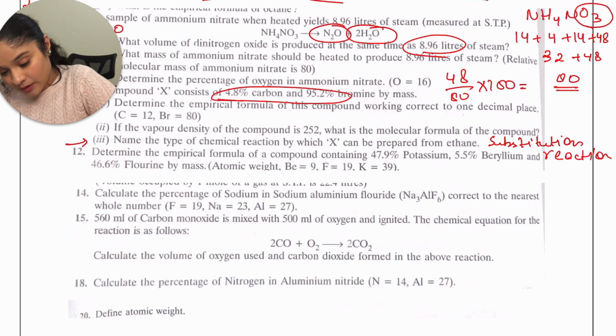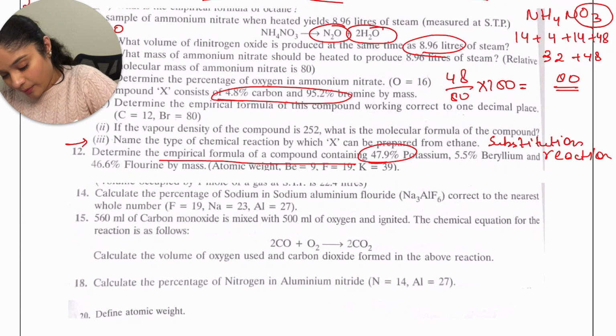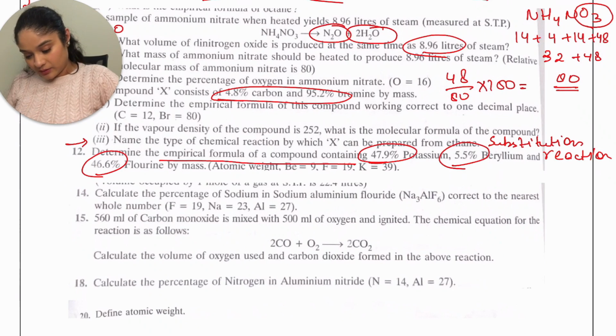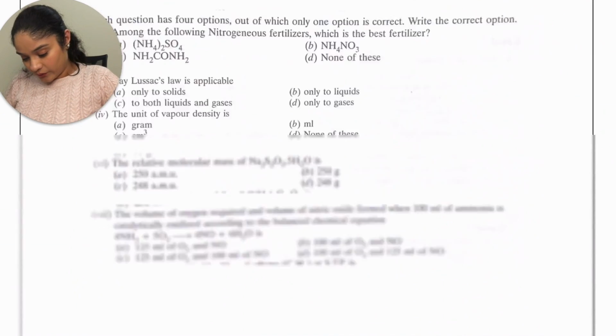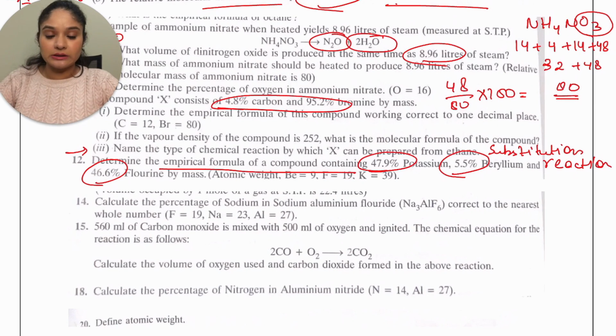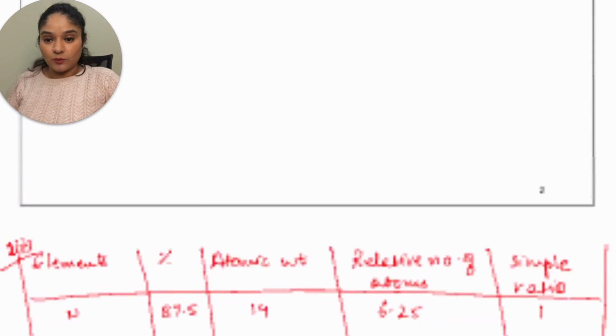Then moving on, question number 12. Determine the empirical formula of a compound containing 47.9% potassium, 5.5% beryllium and 46.6% fluorine by mass. Okay, so I'll just take a note of it on the next page. If you want to still take a look, just take a screenshot of this, and I'm moving on to the next page.